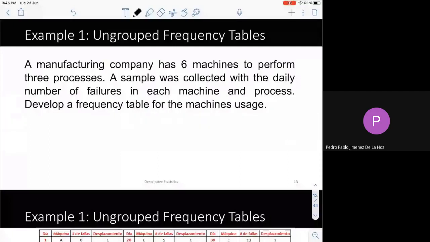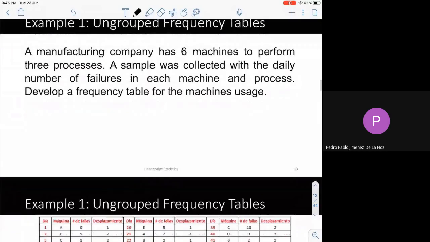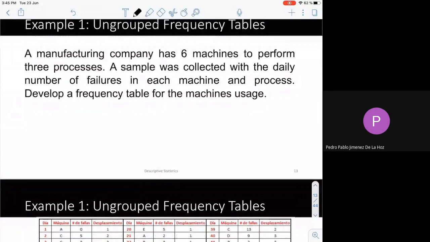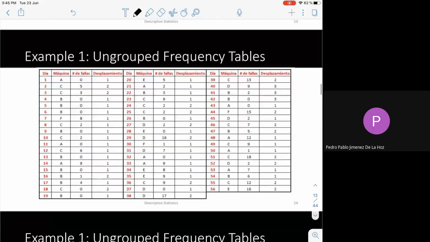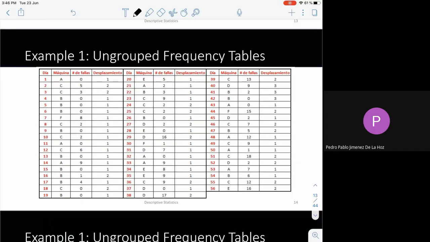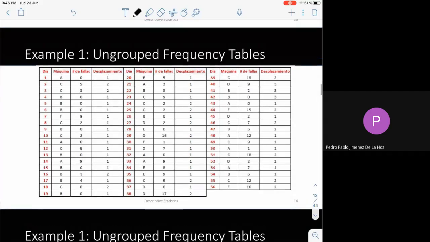In the example, it says that a manufacturing company has 6 machines to perform 3 processes. A sample was collected with the daily number of failures in each machine and process. Develop a frequency table for the machine's usage. So this is the table that we're given. Let me increase it a little bit. I'm going to zoom in a little.